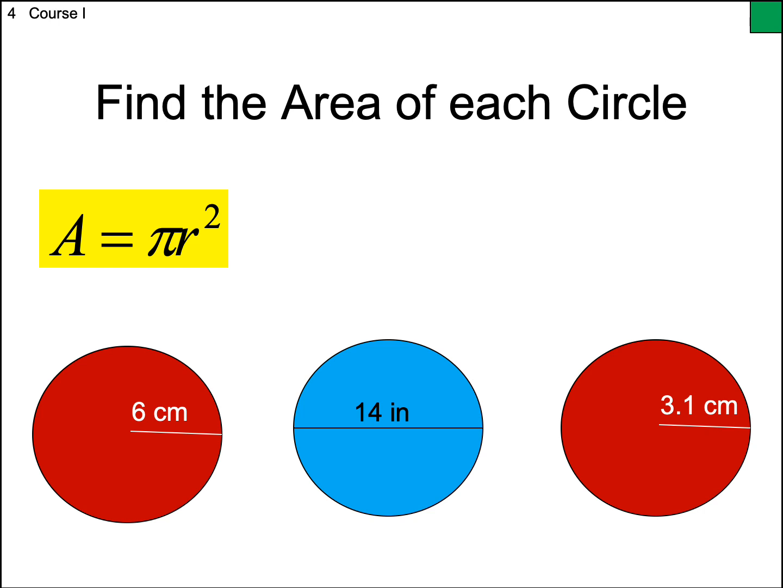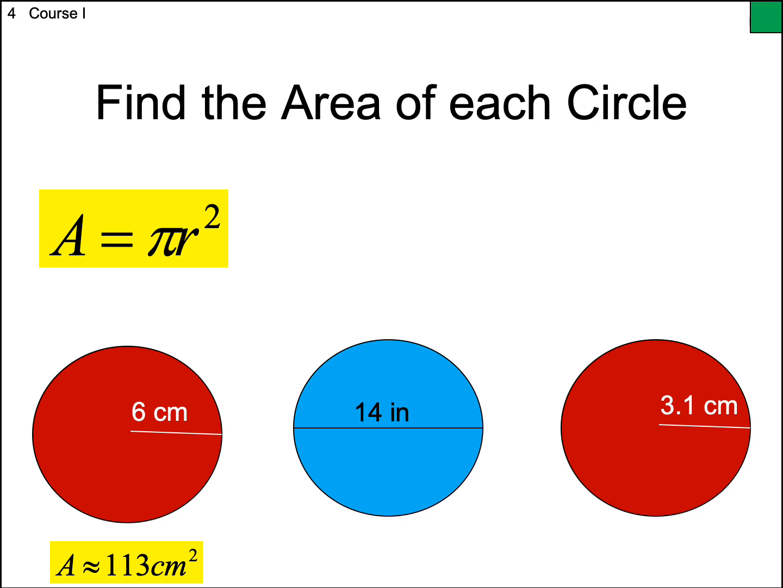How'd you guys do? All right, which one was I trying to mess you with? Yeah, the middle one, the blue one there. I gave you the diameter instead of the radius. So in the first one, the radius is 6. 6 squared is 36. 36 times 3.14 is approximately 113 square centimeters. Did you remember to put in the units?